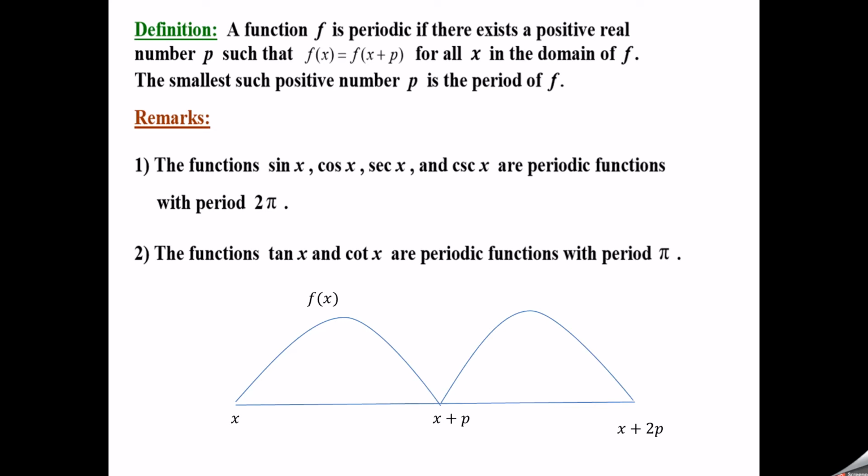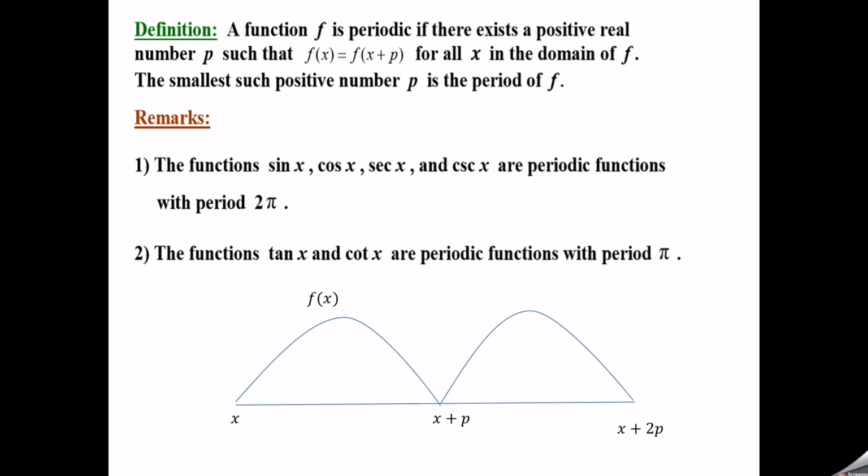So the same concept here. Periodic means the function values repeat after a length of p. So x differs by a value of p, but the function values remain same after a length of p. Then we say f is periodic of period p.